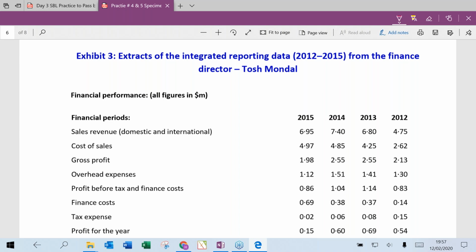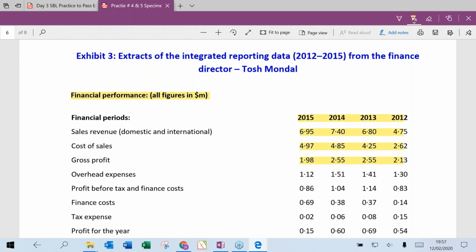Okay. So financial performance, all figures in dollar millions. Okay, got it. 2012 to 2015. It's going from right to left. Financial periods and then sales revenue. Sales is increasing. Yeah, it's increasing, but now it's decreased. Cost of sales, gross profit. What's happening to gross profit? Oh my God, it's going down. So 2015 doesn't look good.